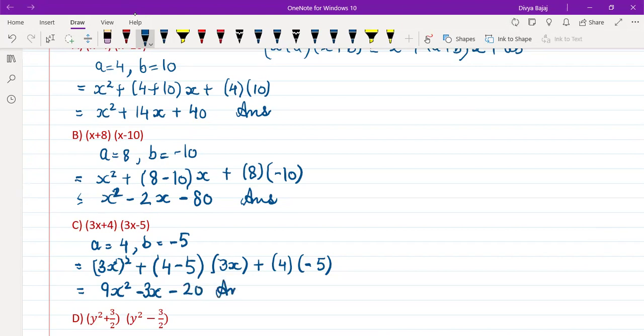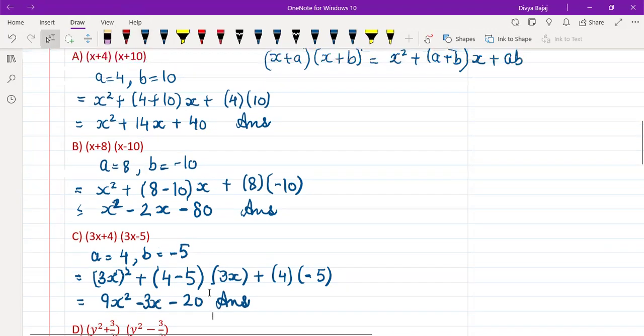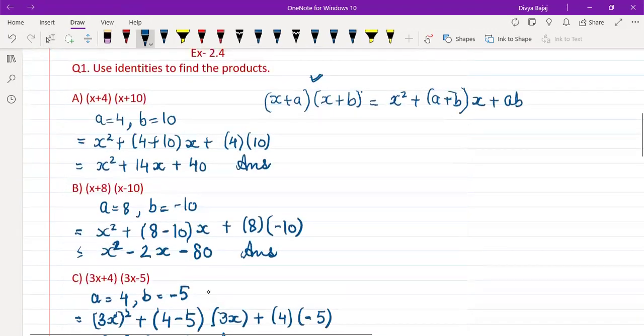So this is the answer of the C part, applying the same identity in all the three parts A, B and C. What is the identity that we used in the three parts? Let me just revise it with you once again, which says x plus a into x plus b is equal to x square plus (a plus b) x plus ab. So this was all about the three parts.